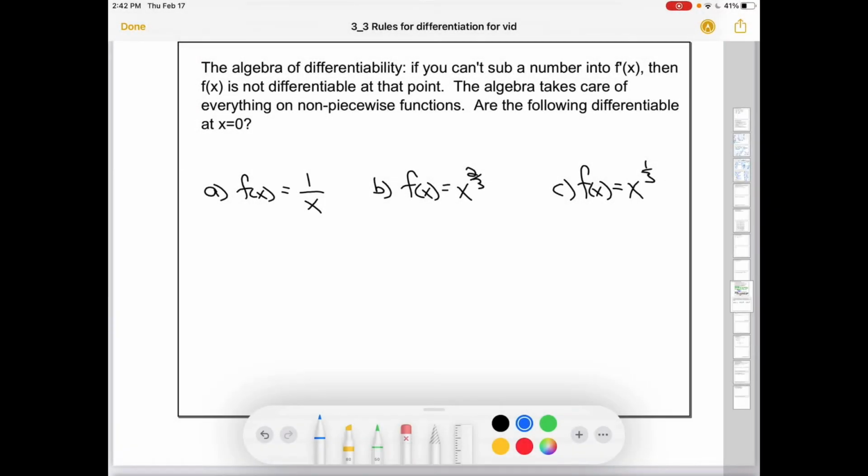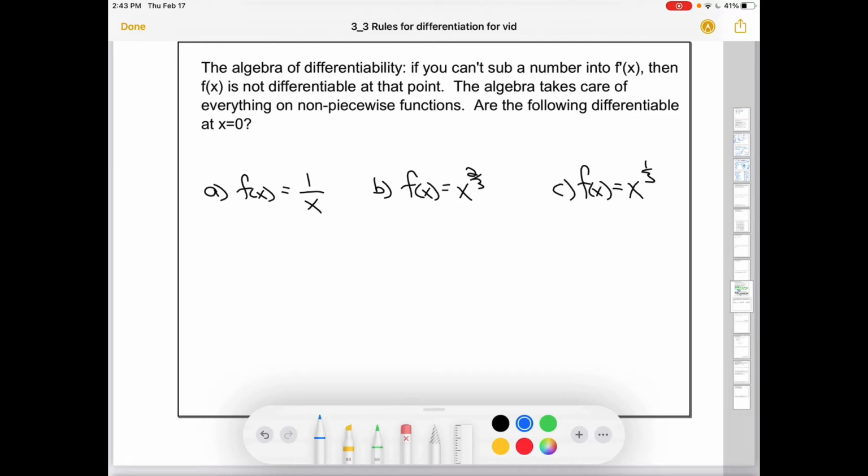Hi folks, welcome to this video on a grab bag of a couple of different techniques in differentiation. So in this video we're going to look at differentiability again, which just means the places you can find slope, and we're also going to look at higher order derivatives.